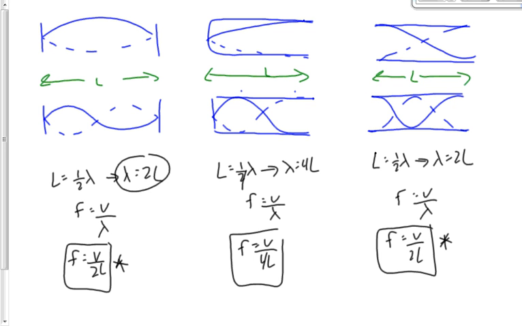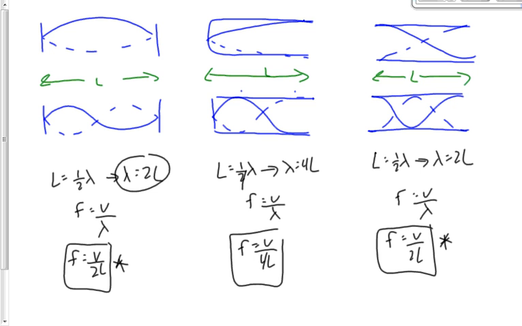Now, I'm not suggesting that if you have a guitar string that's 30 centimeters long, it's going to produce the same fundamental frequency as a pipe that's 30 centimeters long. It's not, because the speed of sound in that medium is different. But the equation that describes the first harmonic will be the same in both cases.